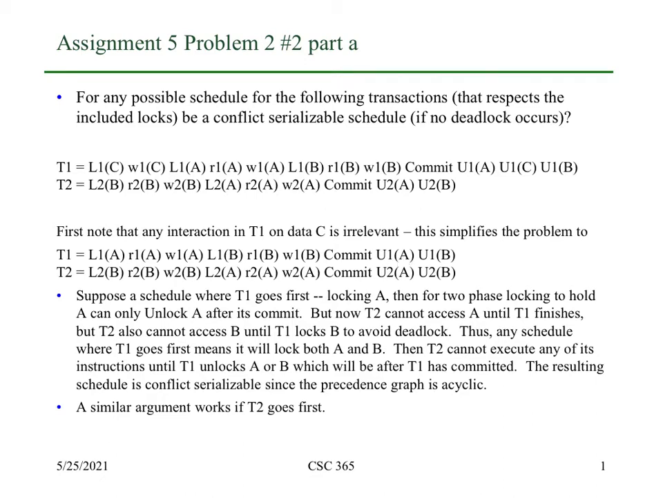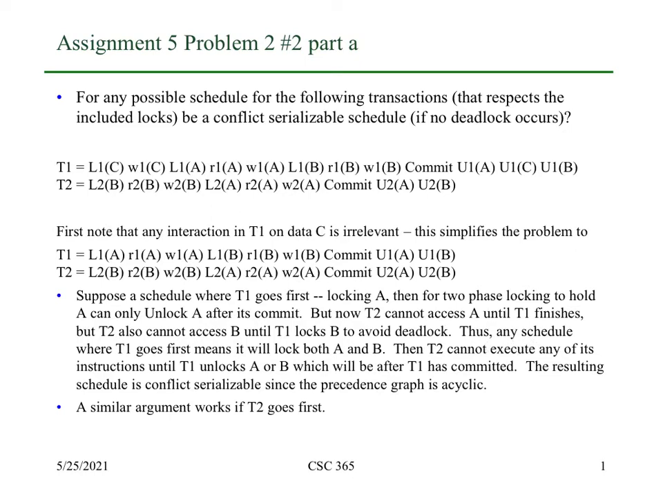So what does that mean? Well, that means that transaction 1 is going to basically own A for the whole time that it's running, and that now transaction 2 won't be able to access A until T1 finishes. But moreover, what's also important is that T2 can't access B until T1 locks B, because otherwise there'd be a deadlock. So transaction 2 can't do anything with B until transaction 1 gets past here.